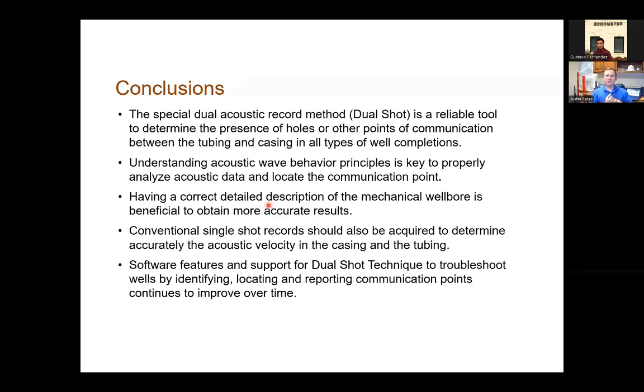Conventional single shot records should be used to determine the accurate acoustic velocity before conducting the dual shot. And then finally, the software features and support from TAM19 and the wireless equipment will aid in identifying, locating, and reporting communication points, and it will improve over time, especially with your input.